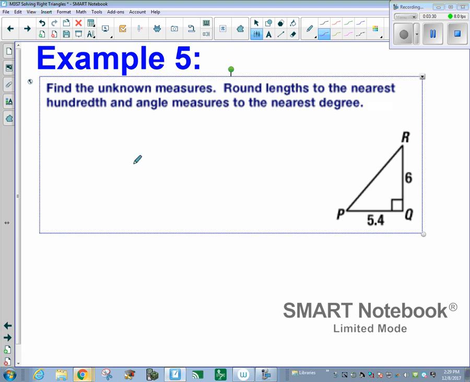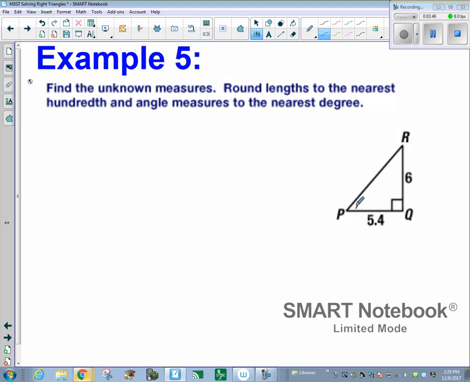All right, so now they're asking us in this one to find the unknown measures and round them all to the nearest 10th. I'm going to need to find this angle, which would be an unknown measure, angle P. Angle R is an unknown measure, and side Z, which is PR, is the unknown measure. When we're solving this, we're just trying to find every missing piece that we have.